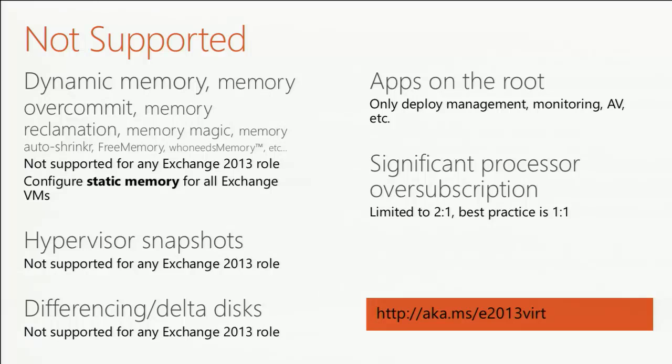I'm going to skip over apps on the root. It's fairly straightforward. It's a Hyper-V thing. Can't really do this with VMware, but don't go running SQL on the root. And then we don't support significant processor oversubscription. So that means basically making the VMs believe that they have access to a lot of resources that they don't actually have. Not good for Exchange. Exchange 2013 is hungry. Hungry for resources. It's hungry for memory. It's hungry for CPU. It's not so hungry for I/O anymore, which is great. We continue to make that better. But for CPU and memory in particular, it's hungry. And we need to give it what it needs in order to have a successful deployment.